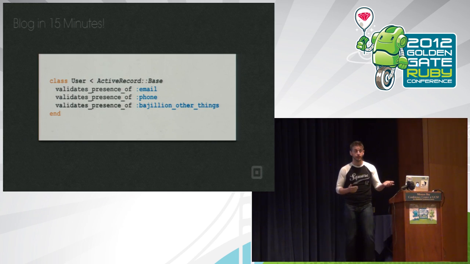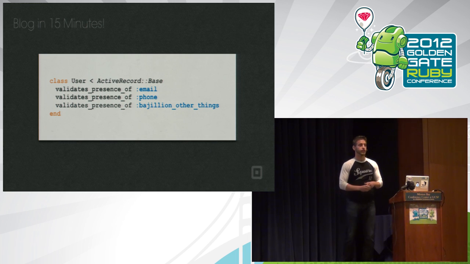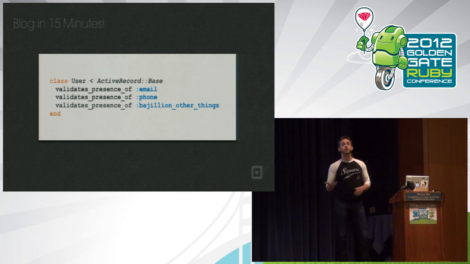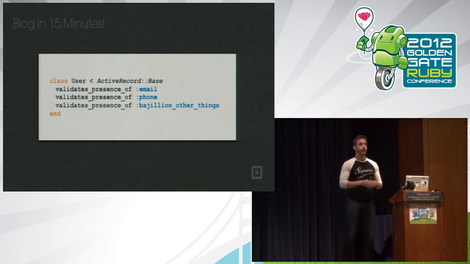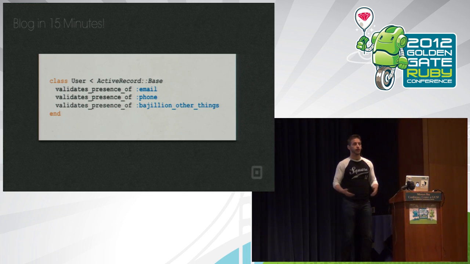Now, the user model gets a little hairy because you're throwing a bunch of stuff in there. When your users suddenly have phone numbers, you add a phone number field to the database table, and you have some sort of validation on that. And maybe they have a Twitter account or a Facebook ID. You add that there, too.